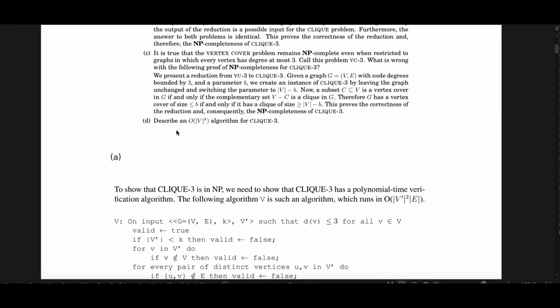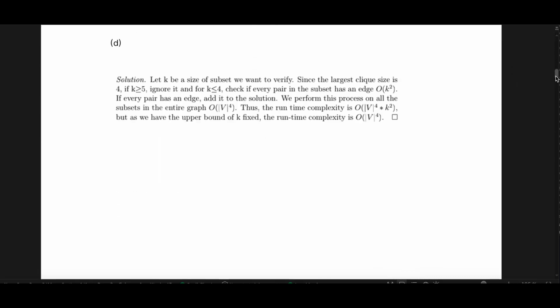The next question is to describe an O(|V|^4) algorithm for Clique-by-3. The answer is that let K be the size of the subset we want to verify. Since the largest clique size is 4, if K is larger than 4, ignore it, and for K at most 4, check if every pair in the subset has an edge, which takes O(K squared). If every pair has an edge, add it to the solution.